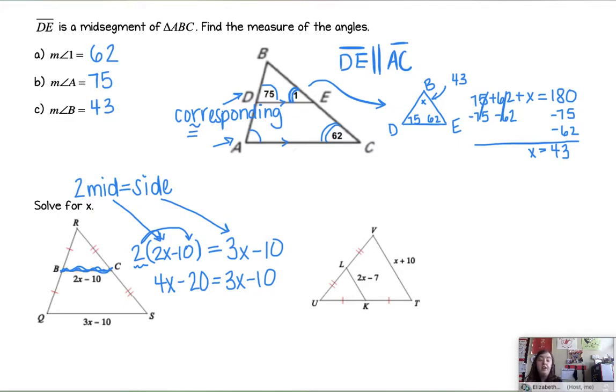What's the next thing you want to do? What should we do next to solve? Very good. Yeah, we're going to subtract 3x on both sides. 4x minus 3x is 1x. Then we still have that minus 20. That adds to 0. We still have that negative 10 over here.